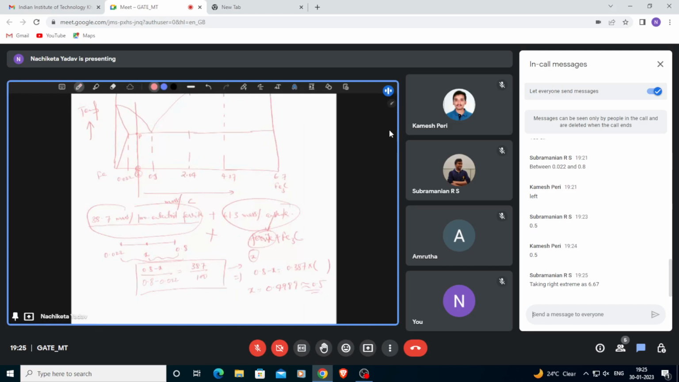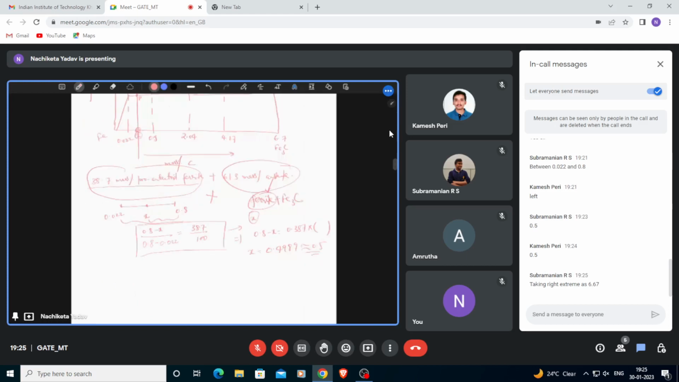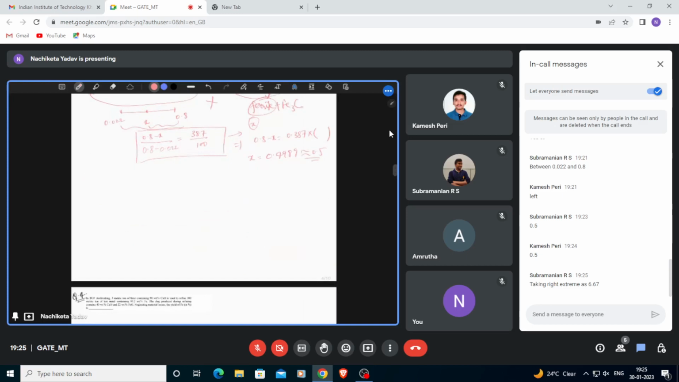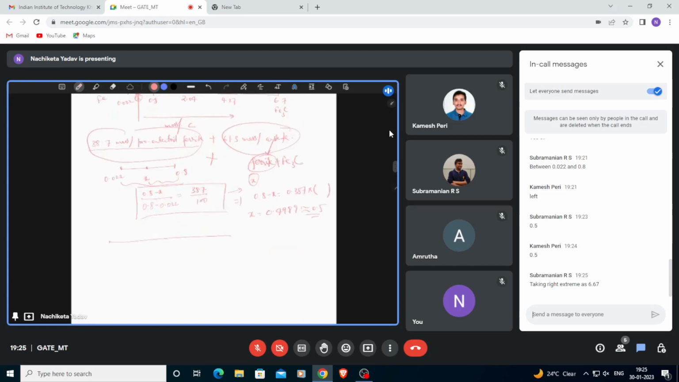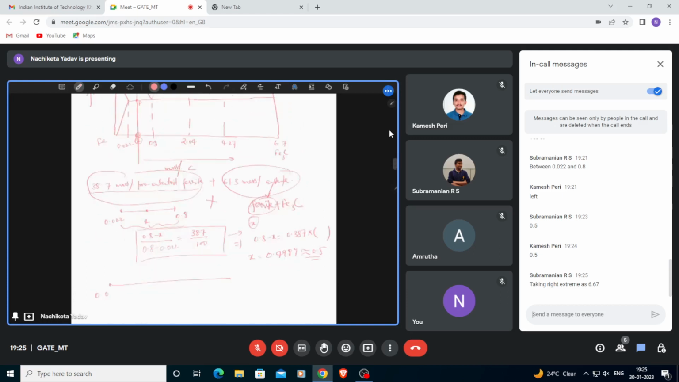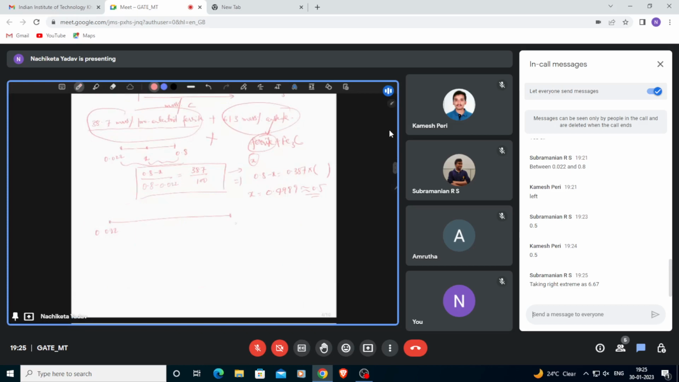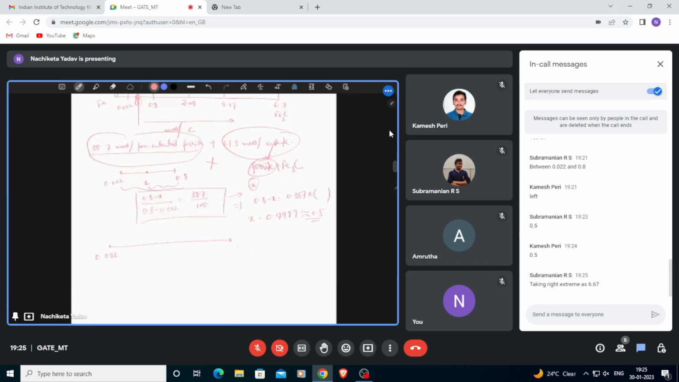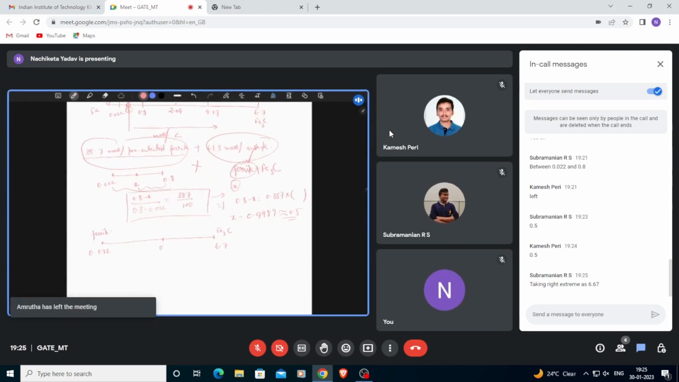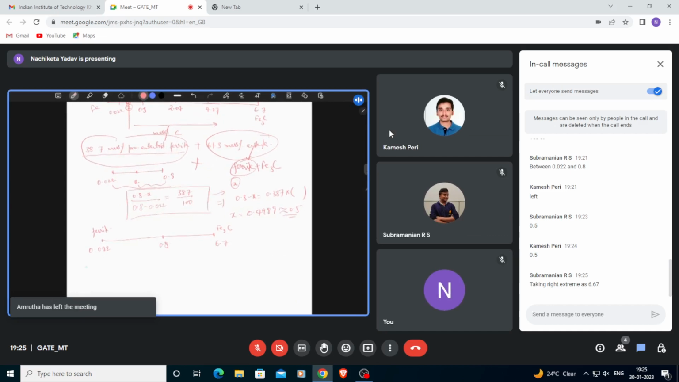Taking the right extreme edge, this is given like 0.0022, and this is the maximum point for cementite. Suppose it is 6.7 Fe3C, and this is ferrite. This is the eutectoid point, 0.8. So Fe3C formation we can calculate from here.